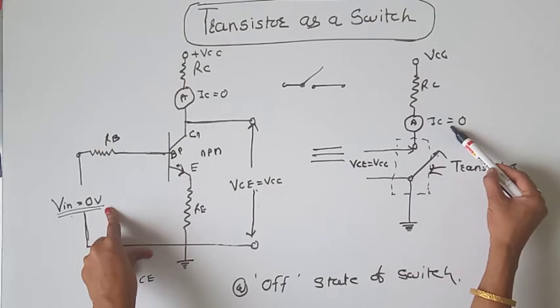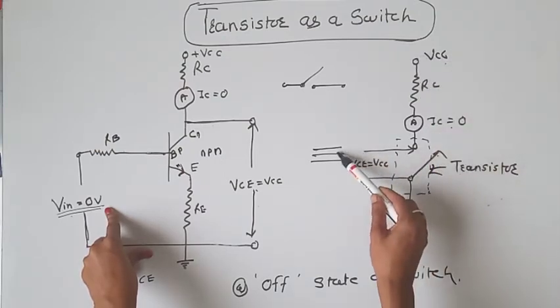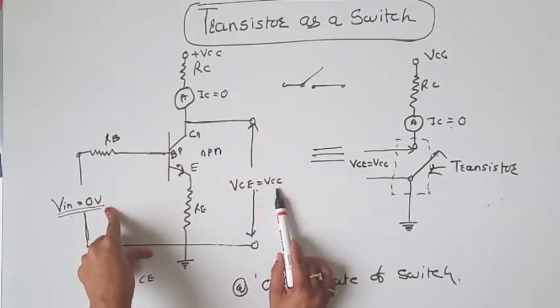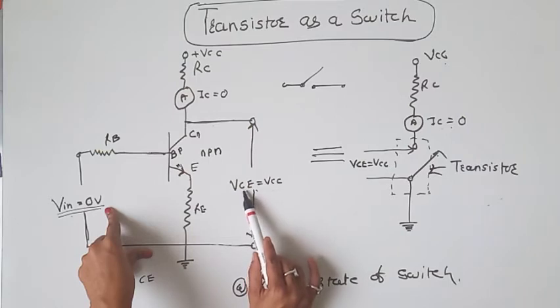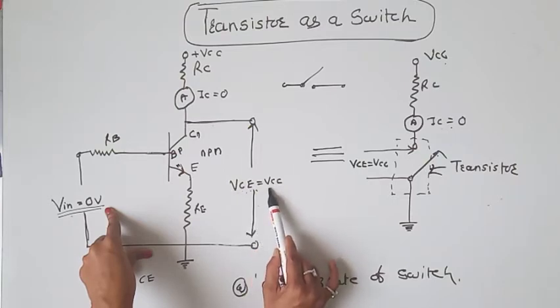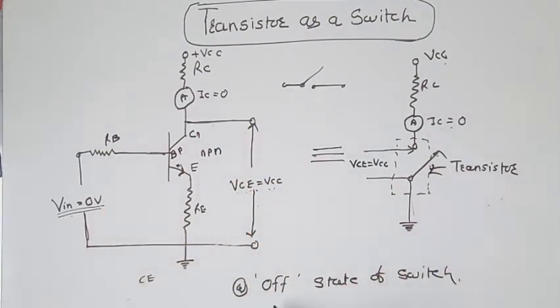Then what about this VCC? VCC will appear across the output. See here, this VCC will appear across the output. The output voltage VCE, because output is taken across collector and emitter, hence VCE is equal to VCC. All voltage appears across output. There is no current flow through the transistor, and hence this is known as the off state of switch.